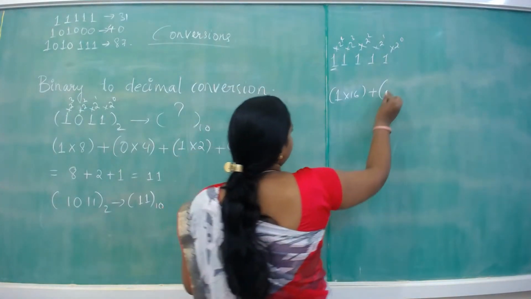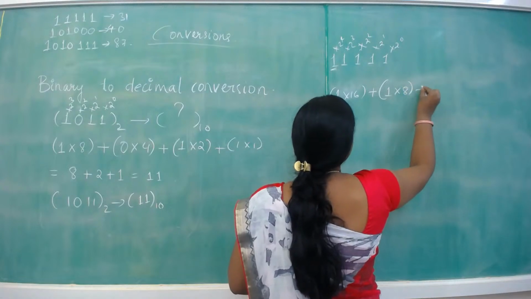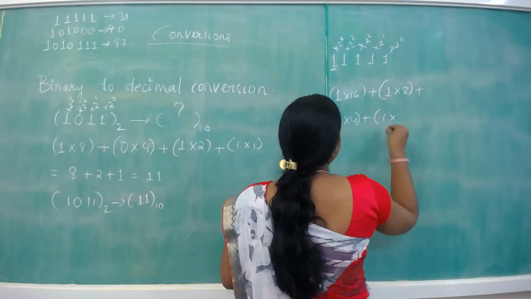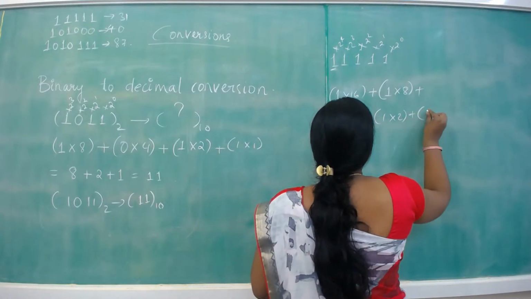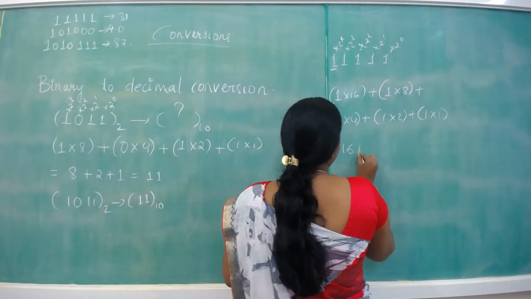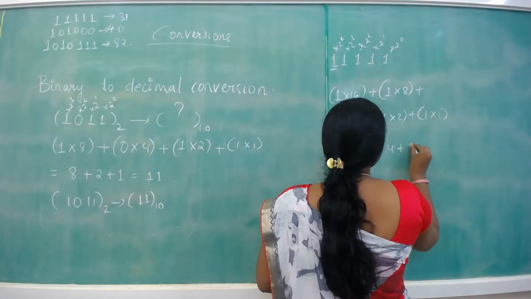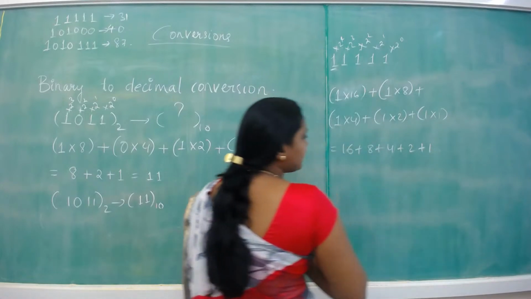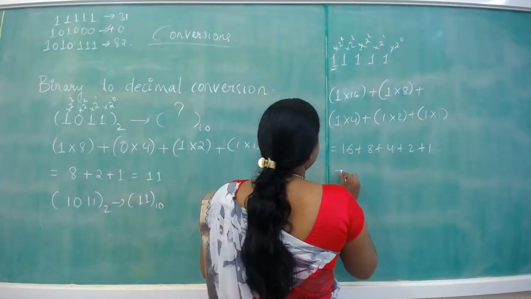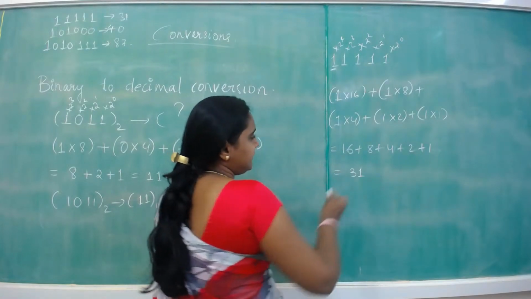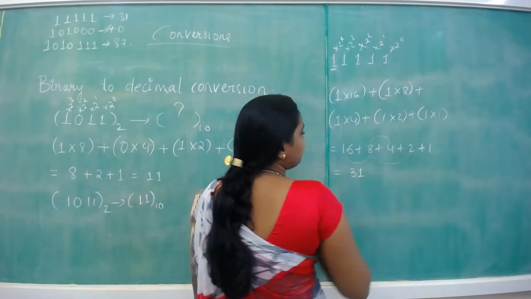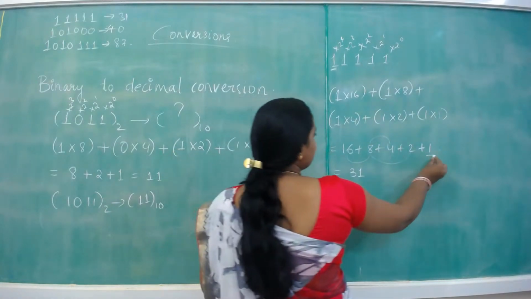Now the next value is 1 into 8 plus 1 into 4 plus 1 into 2 plus 1 into 1. 16 plus 8 plus 4 plus 2 plus 1. This makes 10, this makes 26, this makes 30 and 31 is the total. 8 plus 2, 10, 10 plus 16, 26, 26 plus 4, 30 plus 1, 31.